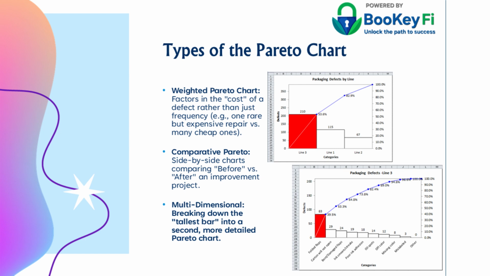This is used to drill down into a specific issue. You take the tallest bar from your first chart and break it down into its own secondary, more detailed Pareto chart. This helps you move from a broad problem category to a specific, actionable root cause.